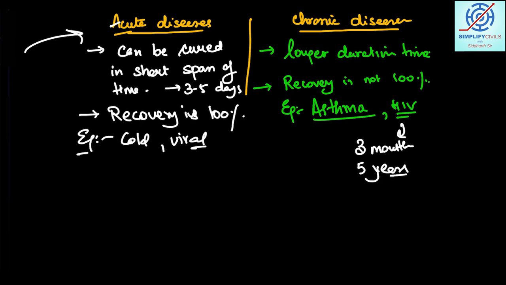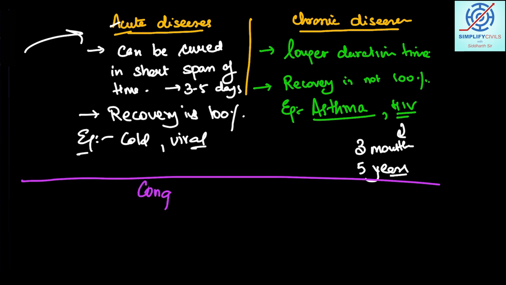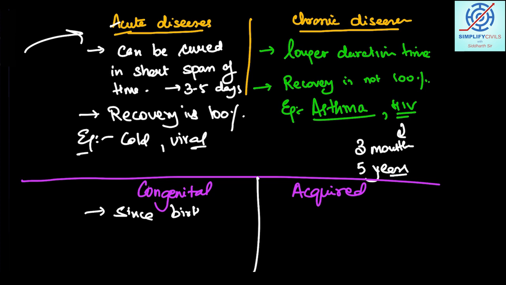The next way of categorizing diseases can be congenital or acquired. So how will you define congenital diseases? These congenital diseases are present since birth of the baby. So if a baby is born with some kind of defect or problem at birth, we say it's a congenital disease.